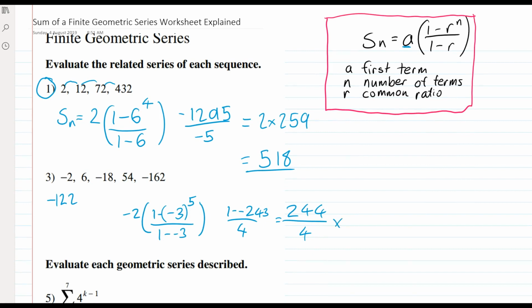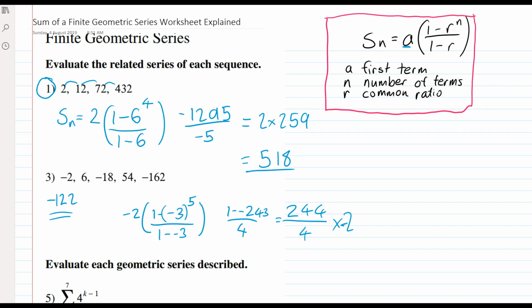From the 2 out the front. Okay, now that's just half of 244, which should be 122, my final answer. Okay, it's going to be a minus because you'll notice all the stuff in brackets was a plus, but I didn't put that out there when I was doing it. It's actually -2.